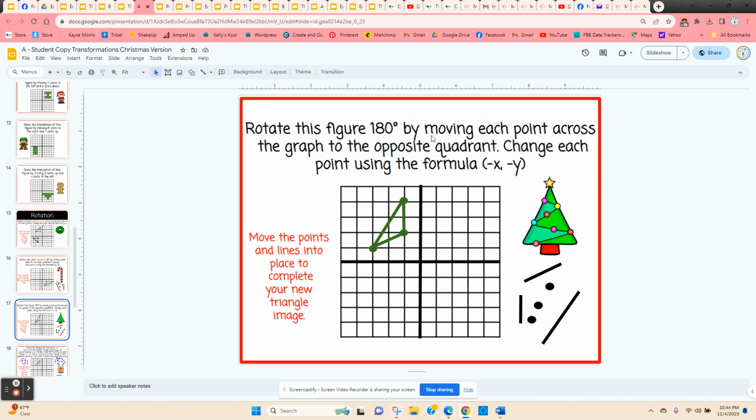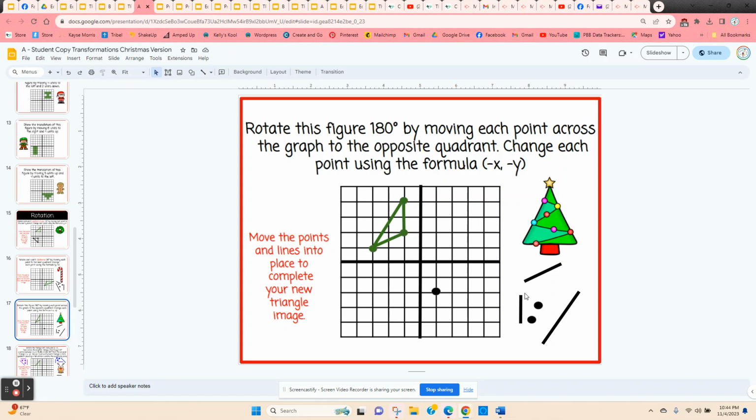This time, when we get to slide 17, we're going to rotate 180 degrees using the formula negative x, negative y. So you just change the sign. So here we have -1, 2, and it's going to be across the opposite, 180 degrees into the opposite quadrant 4. So -1, 2 will now be 1, -2. Just change the sign of each of the coordinates.